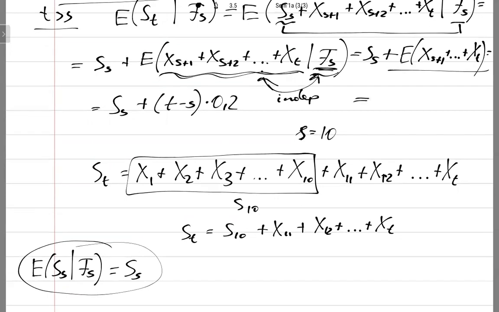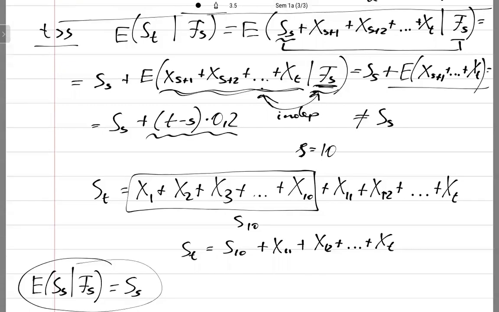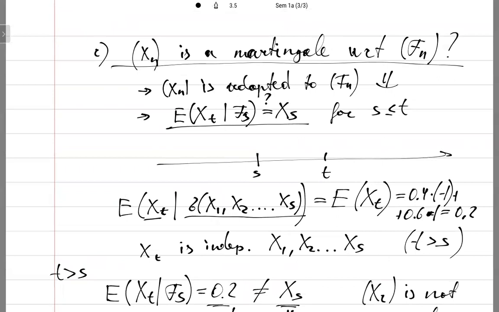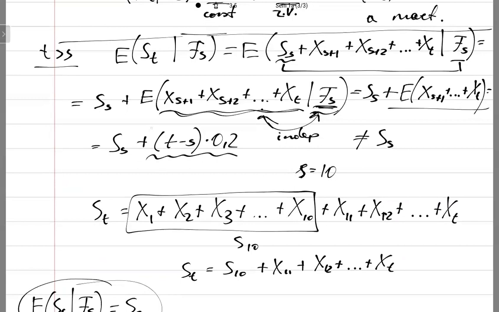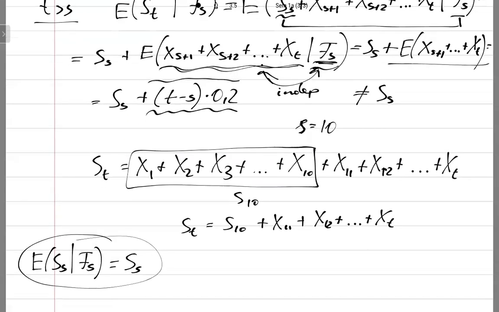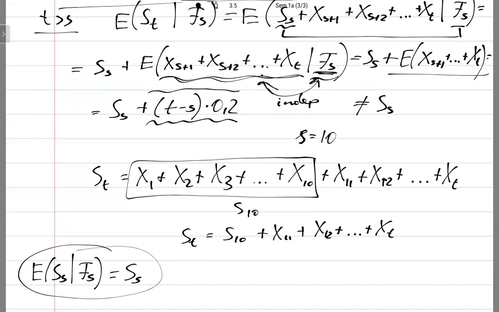Okay, so once again, we see that it's not a martingale, because for a martingale we should not have this difference. For a martingale, we need the expectation of future value given current information to be the current value. And we are almost there, but there is a nuisance term, and this nuisance term is not zero. So St is not a martingale.